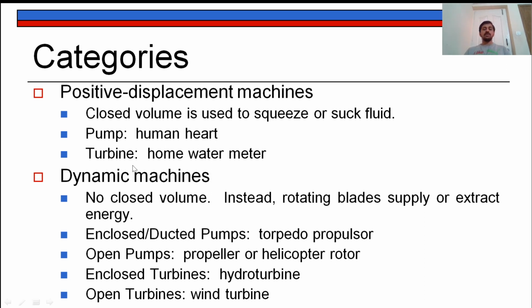Dynamic machines, on the other hand, have no closed volume. Instead, rotating blades supply or extract energy. So there is no fixed volume to be displaced from one place to another. It is open. Rotating blades will be there, and they will supply or extract energy.